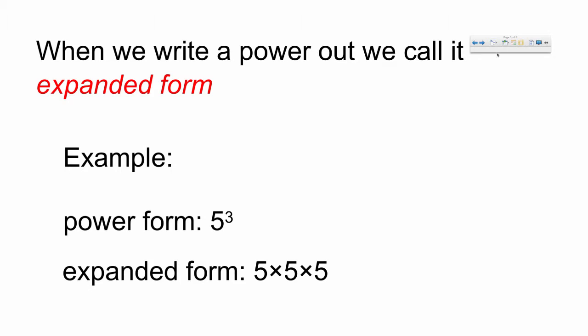When we write a power out, we call it expanded form. As an example, in power form, I would say 5 with a little teeny 3 up here, we'd say 5 to the 3rd power. Or in expanded form, I would write 3 5's, 1, 2, 3, because that's what my exponent says, and I would multiply those together. So 5 is my base, that's the number being multiplied. 3 tells me how many of them there are. 1, 2, 3. So I have power form and I have expanded form.